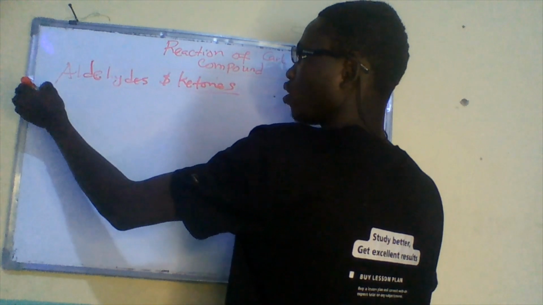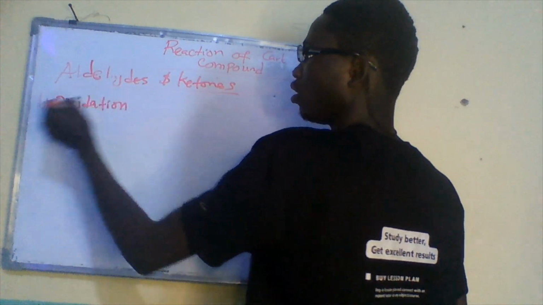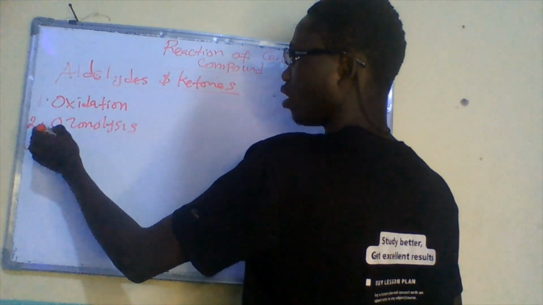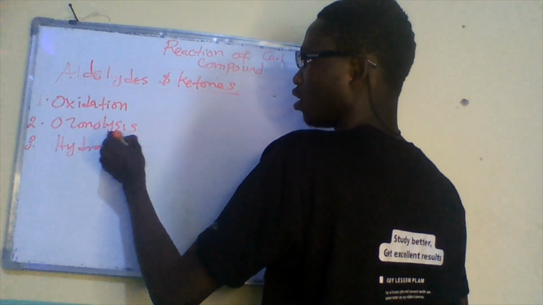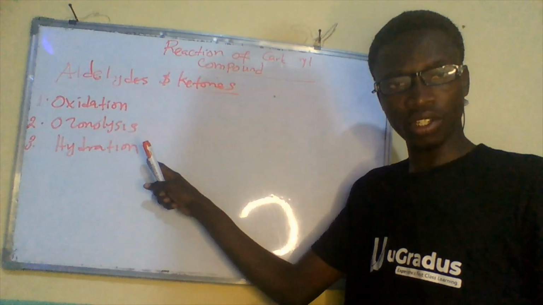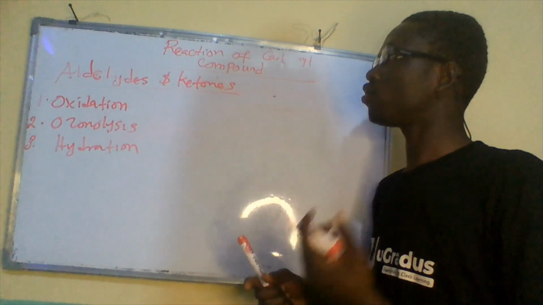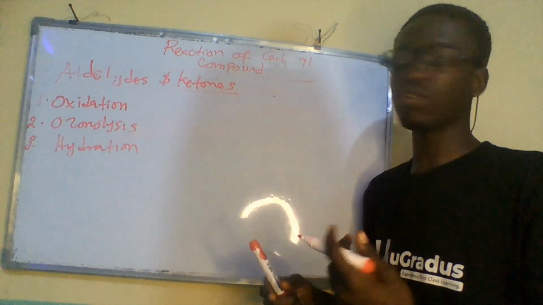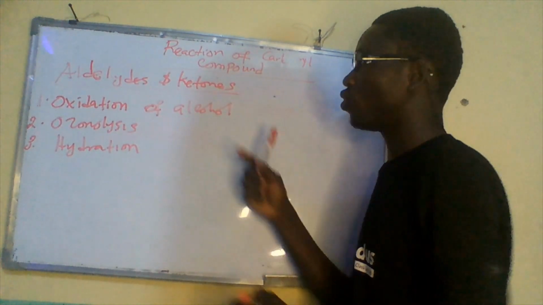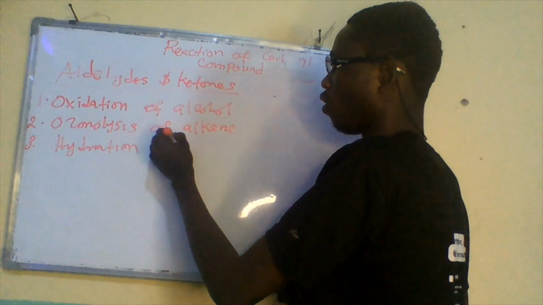Number 1 way of producing aldehydes or ketones is oxidation. Another way is ozonolysis. Another way is hydration. Now, these three things are different actions: oxidation, ozonolysis, hydration. So, who is the recipient of this action? If you do those things to those ones, you are going to get your aldehydes or ketones. Oxidation of alcohol, ozonolysis of alkene, hydration of alkyne.